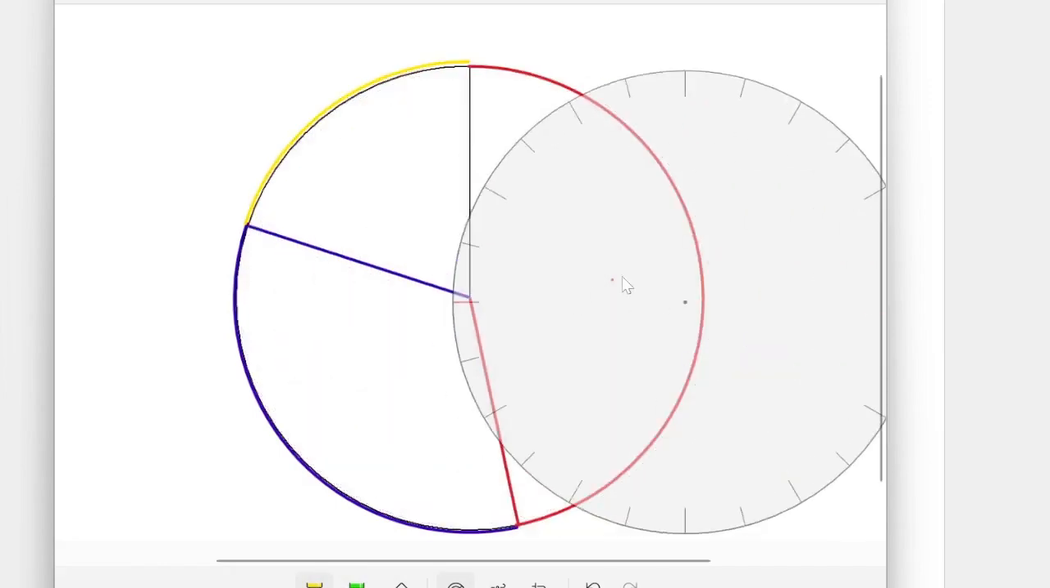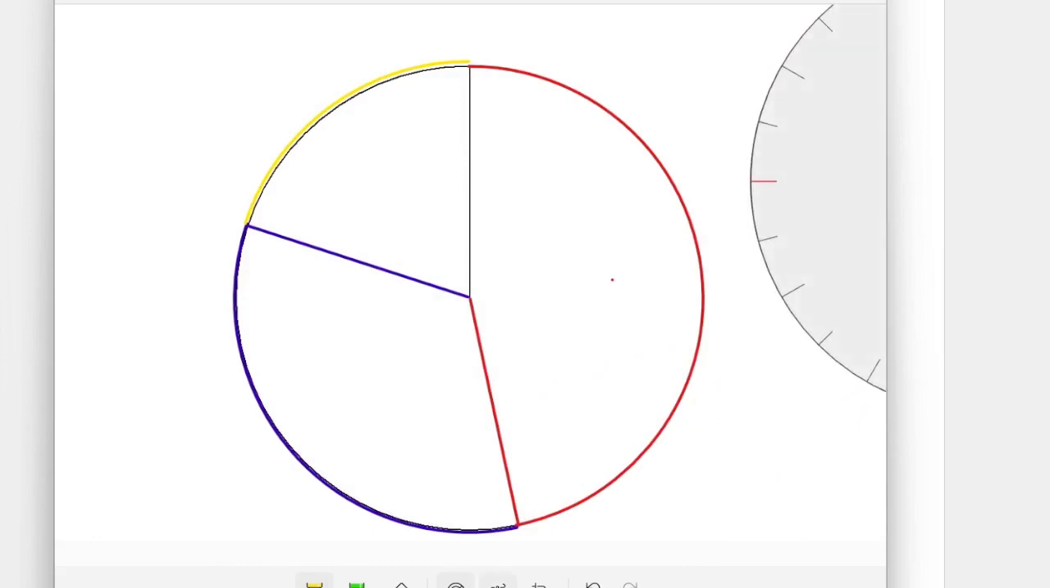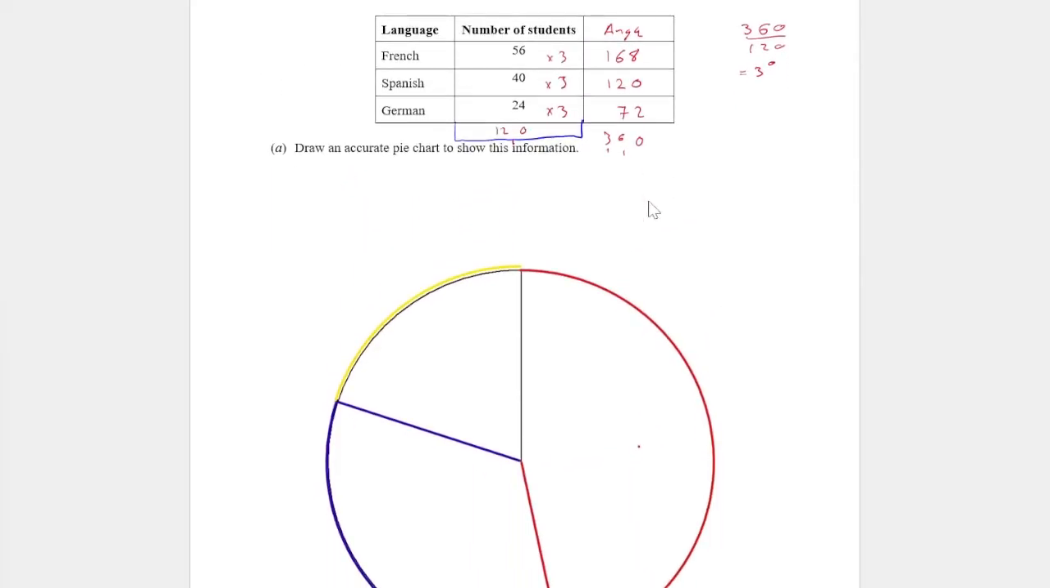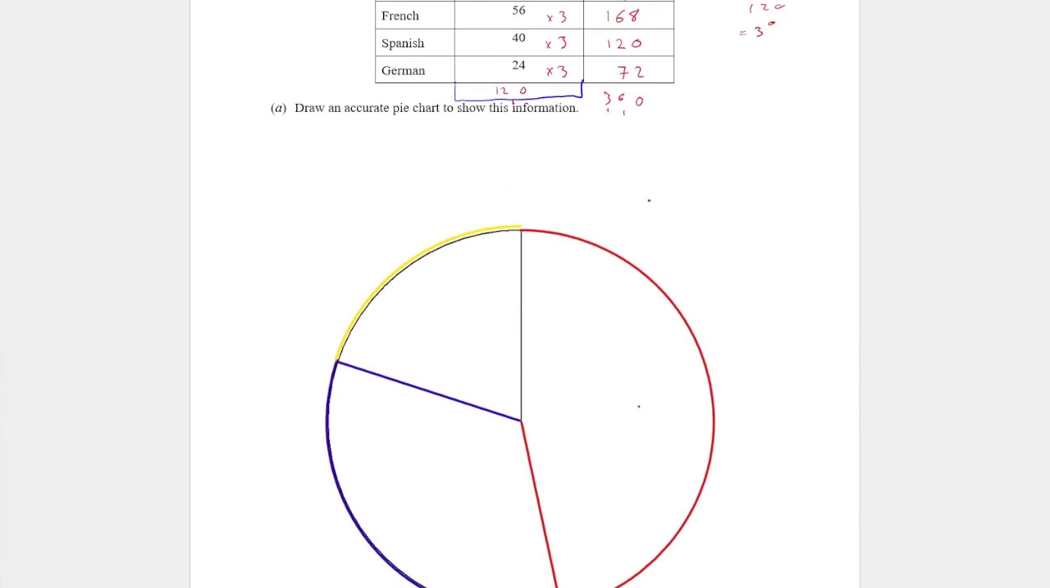.72 exactly, so we've drawn that pretty well. Okay, so I want to copy that back. So I've pasted that back in. The only thing I need to do now is to label my sections. So we had French here, Spanish here, and German here. And there we go, that's that question.